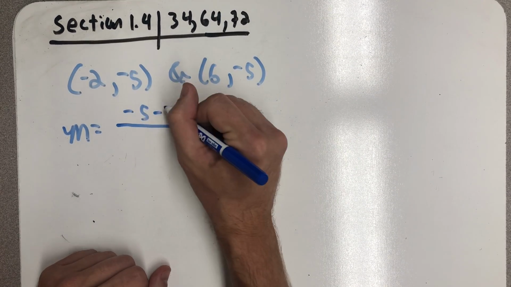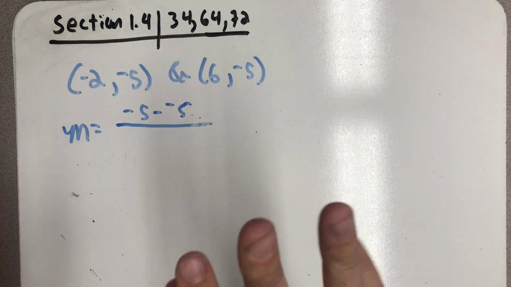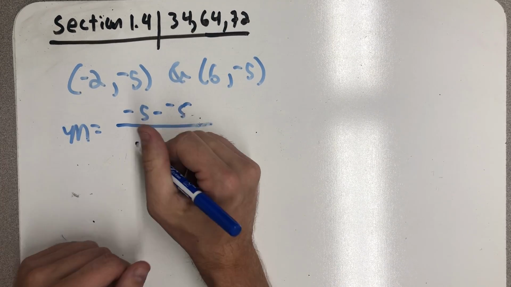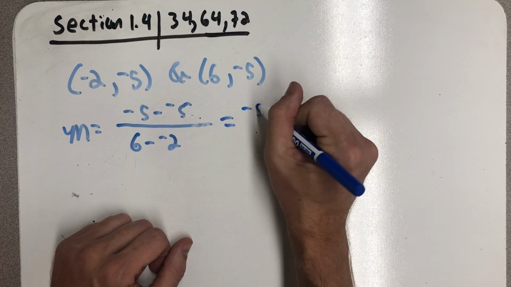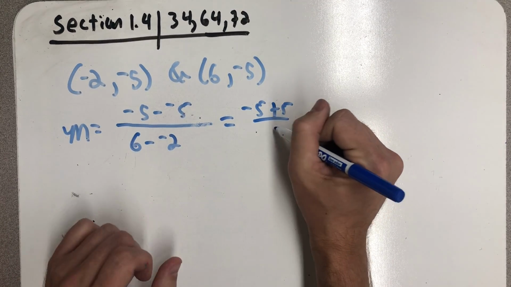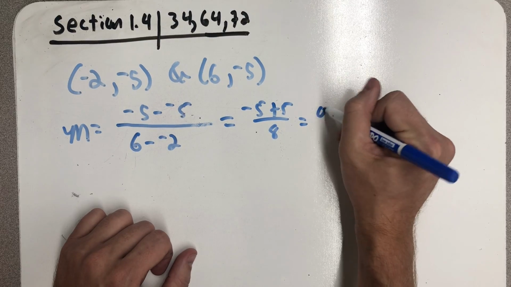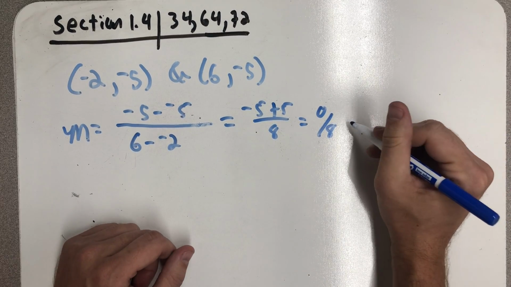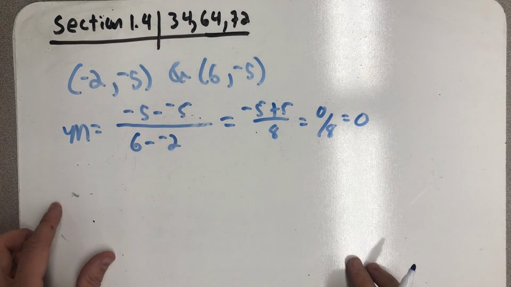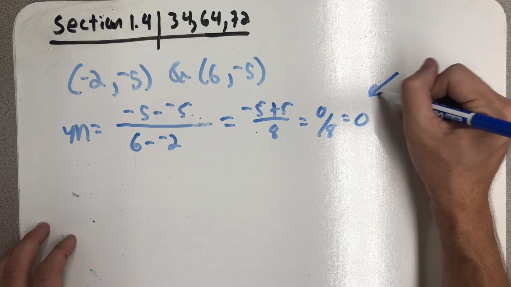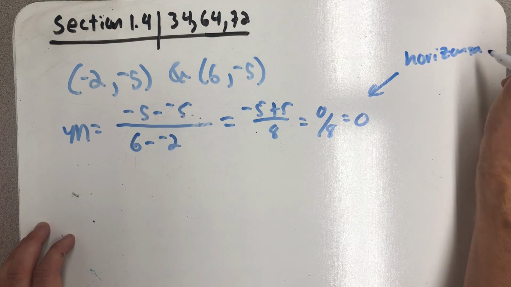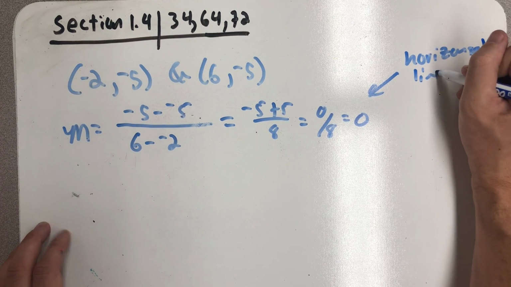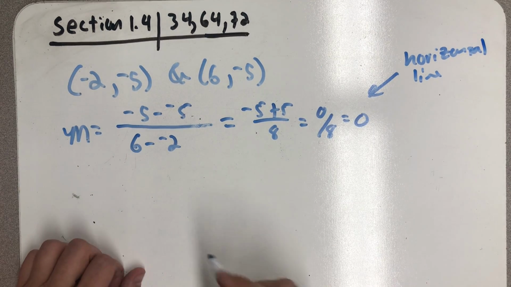y2 minus y1, over x2 minus x1. 6 minus negative 2. Well, on top, I really have negative 5 plus 5. On the bottom, I have 8. So I have 0 over 8, which of course is 0. So we're going to have a slope of 0. Right away, this tells me that this is going to be the equation of a horizontal line, because horizontal lines are lines with no slope.